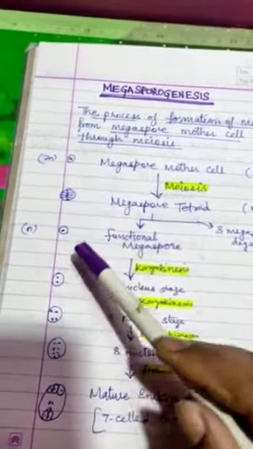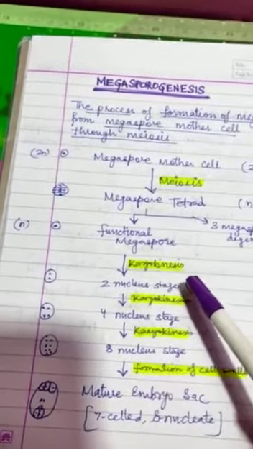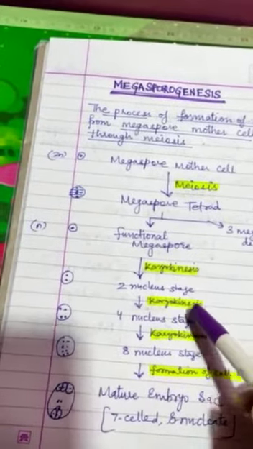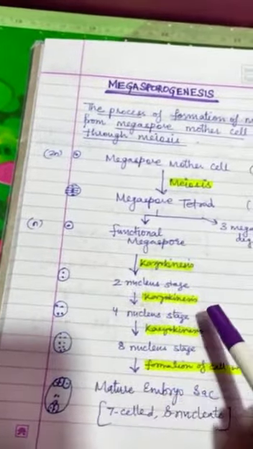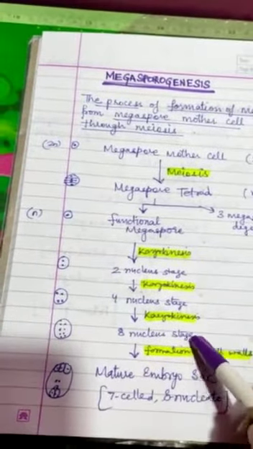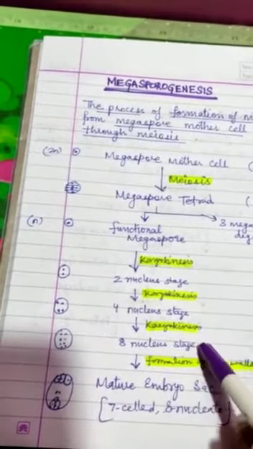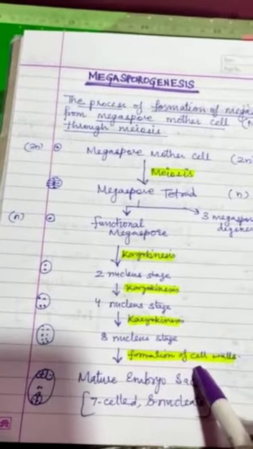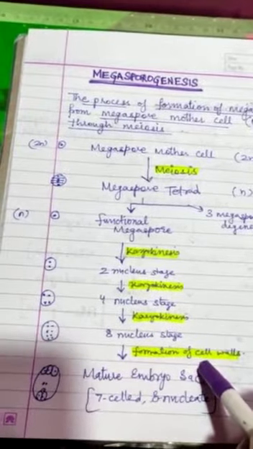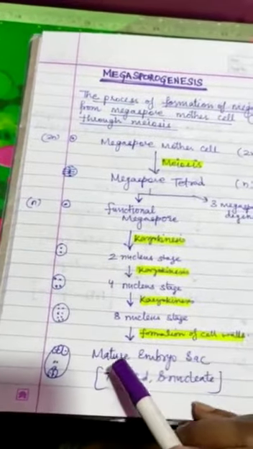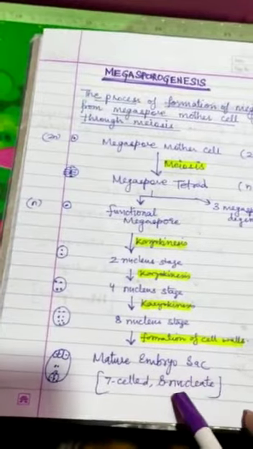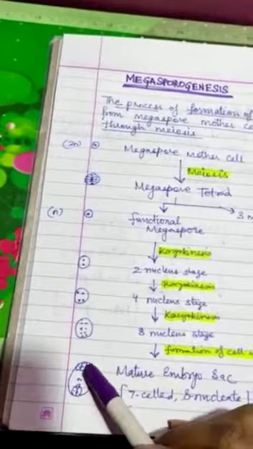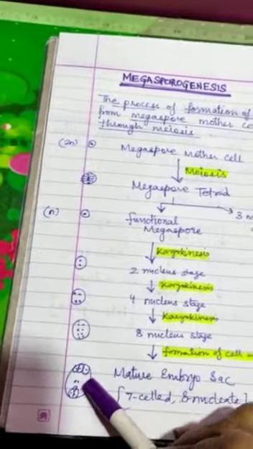Cell is 1, but only the nucleus divides, so we get 2 nuclei. Again karyokinesis, mitosis occurs, so from 2 we get 4 nuclei, and after 4, 8 nuclei. So 3 divisions lead to the 8 nucleus stage. After the 8 nuclei are formed, cell wall starts appearing around them, and it leads to formation of a mature embryo sac which has 8 nuclei but only 7 cells, as the central cell has 2 polar nuclei.